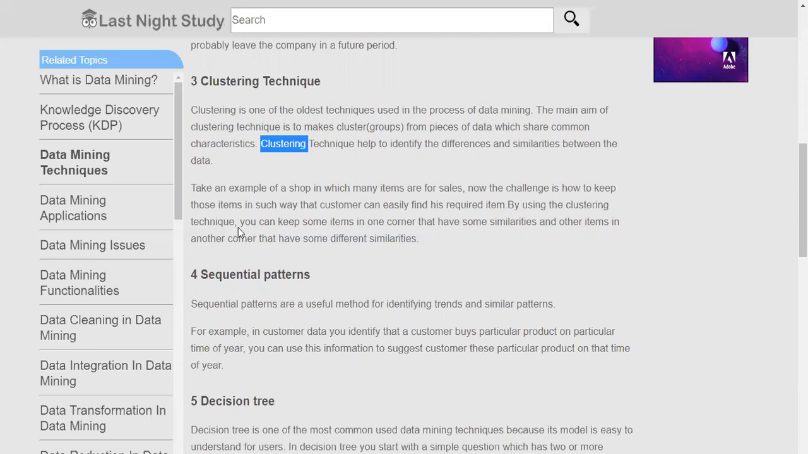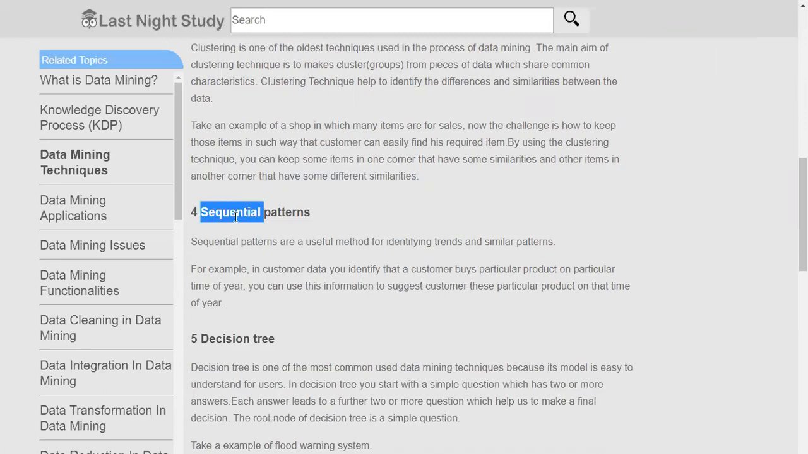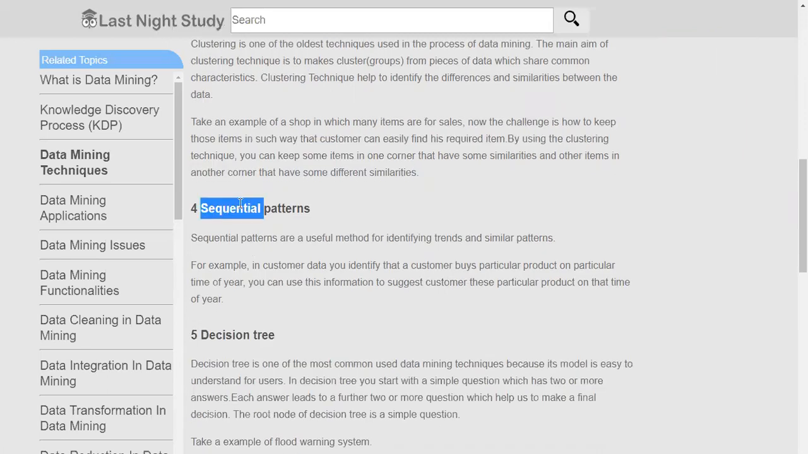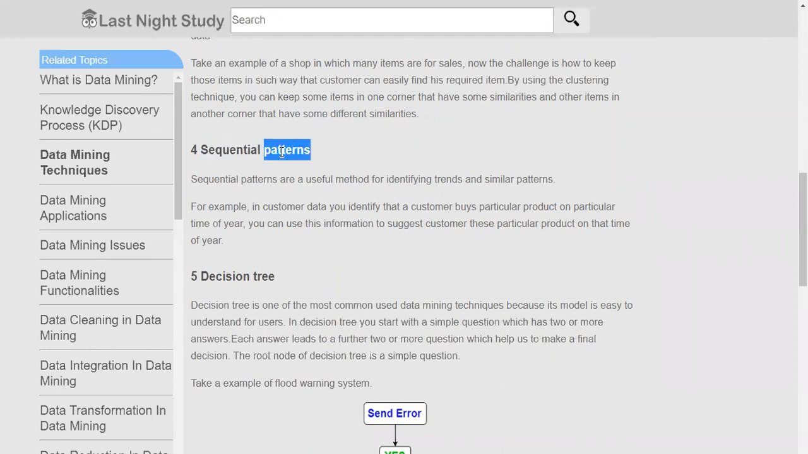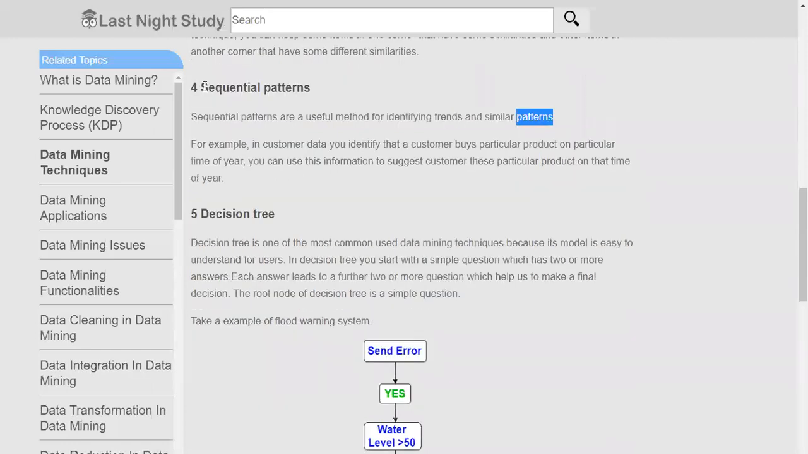Then another technique is sequential patterns. Now, as the name suggests, you are trying to find the patterns which are sequential in order. That means identifying trends and similar patterns. So even in the fashion industry, this type of sequential pattern is followed. For example, if a model is very popular or a movie has become very popular, then the accessories or the attire which was used in that film or movie become very popular.